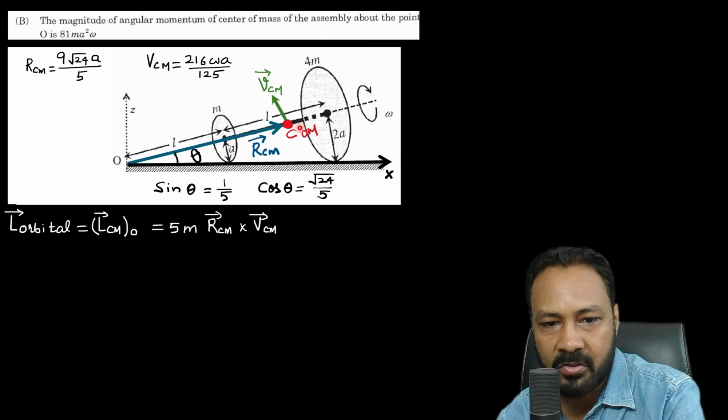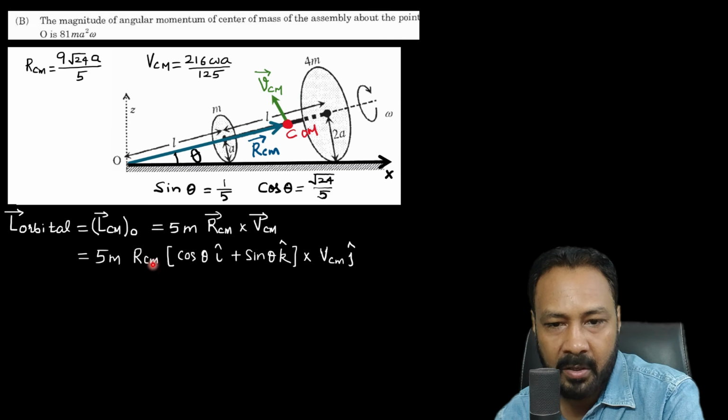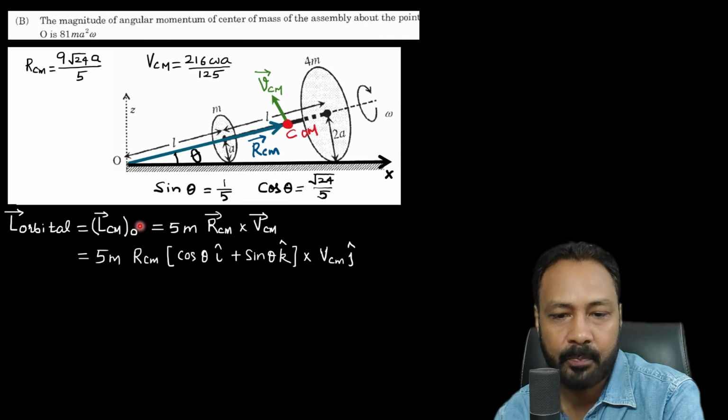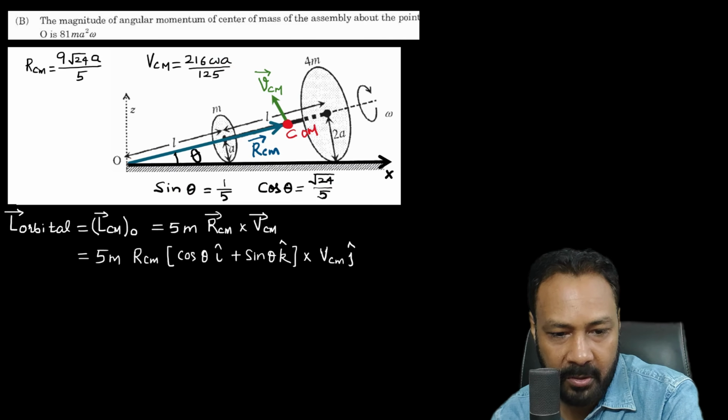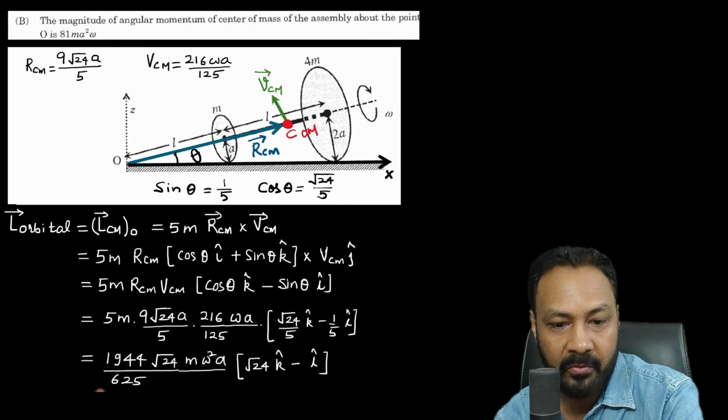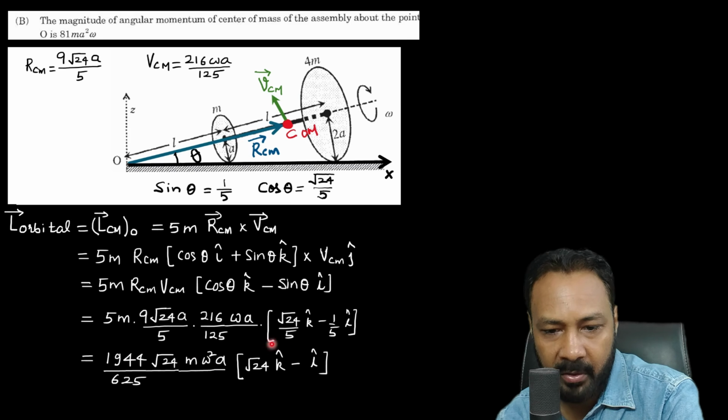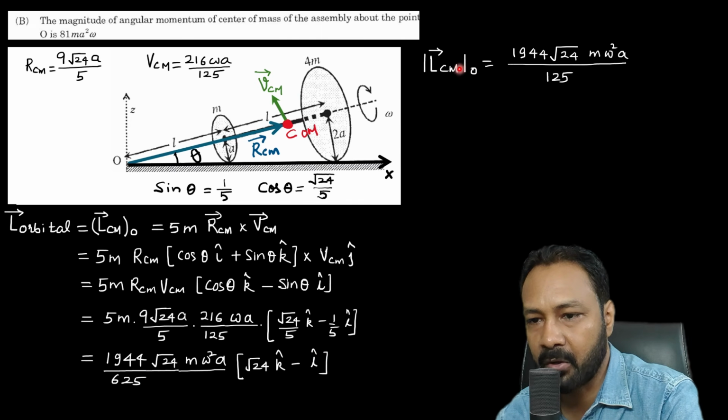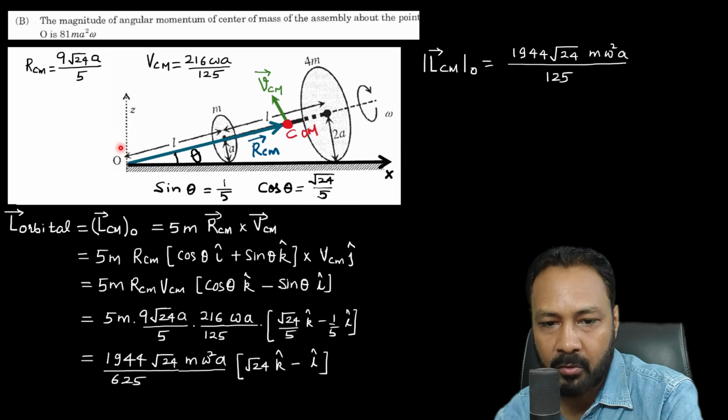That is 5m RCM cross VCM. RCM I will write again in vector form, and VCM also in vector form. RCM in vector form is RCM cos theta i cap plus sin theta k cap, and VCM is in the j cap direction, so VCM j cap. Put the values of RCM and VCM, sin theta and cos theta we know, and just putting all those things we will get this. That is a very complex thing, but that is what the real thing is. So L orbital we are going to get this, and the overall magnitude of this L orbital is going to be this, and this L orbital is going to be along this direction, perpendicular to RCM. Obviously it has to be perpendicular to both RCM and VCM.